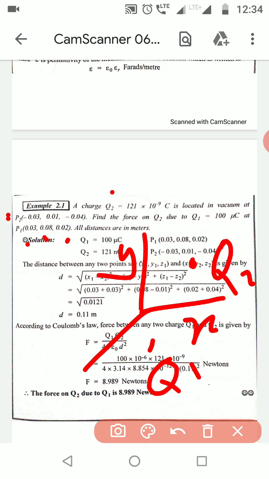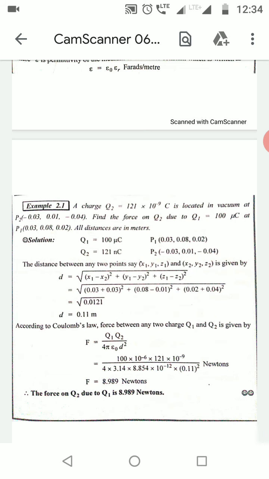First we need to find the distance between these charges. We can denote the distance between these charges as d or r. In order to find the force between these two charges, we need Coulomb's law of force equation, that is F equal to q1 q2 divided by 4 pi epsilon 0 d square. Since it is in vacuum, epsilon r is 1. That's why epsilon can be denoted as epsilon 0.